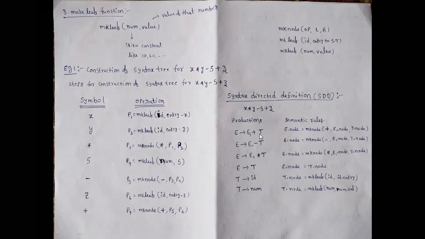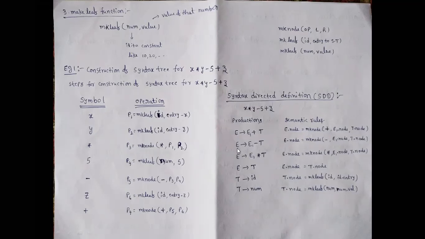Plus, and here E1.node comma T.node. So here E1 is the left child address and T is the right child address. So E.node is equal to mknode(plus, E1.node, T.node). So here is the operator, left child address, right child address.